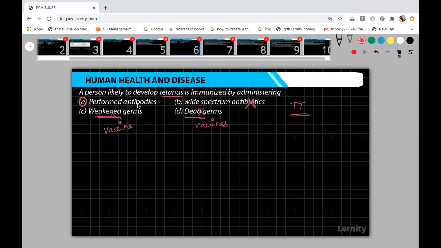It is preformed antibodies. This comes under what immunity? Can you tell me? Are preformed antibodies active immunity or passive immunity? Yes, active. Active means what I told you: directly your body will be developing the production of antibody. Okay, it is passive. It is not active. Passive. Fine.